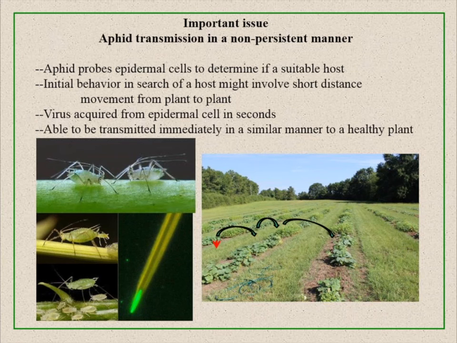Even though the aphid may be taking the virus up into its body, the virus that is acquired and transmitted is on the tip of the stylet. So it can pick up that virus in seconds by probing a cell, and then without any latent period can transmit it in seconds to a neighboring plant. So this becomes a problem when we try to think about controlling this virus by managing its aphid vector.